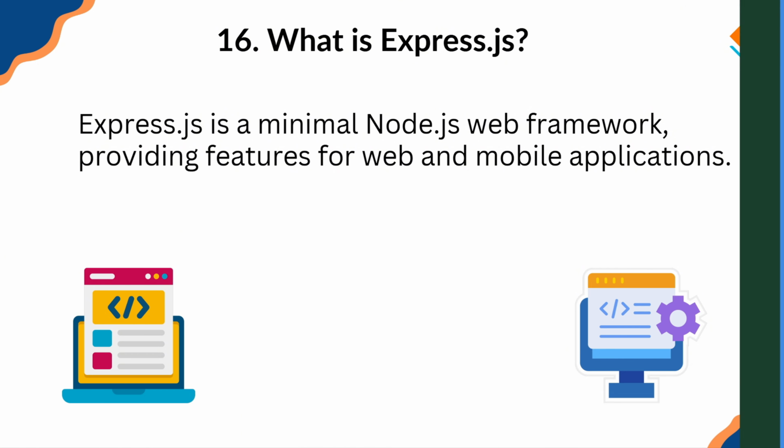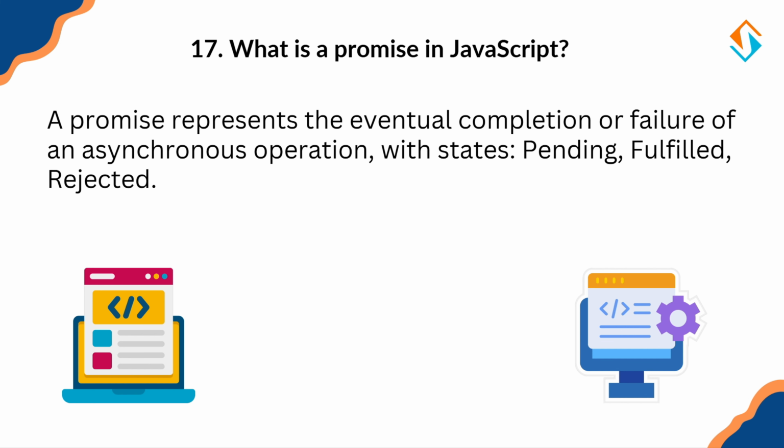Now the next question is, what is a promise in JavaScript? A promise represents the eventual completion or failure of an asynchronous operation. It has three states. First one is pending, meaning initial state, not resolved or rejected. Second one is fulfilled, operation completed successfully, and the last, rejected, meaning operation failed.